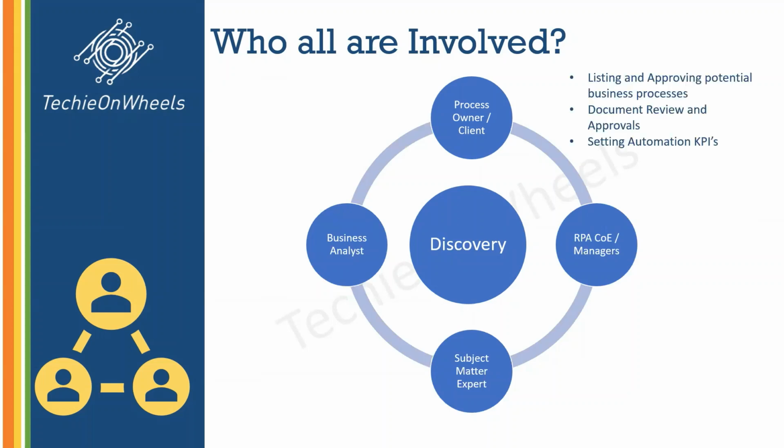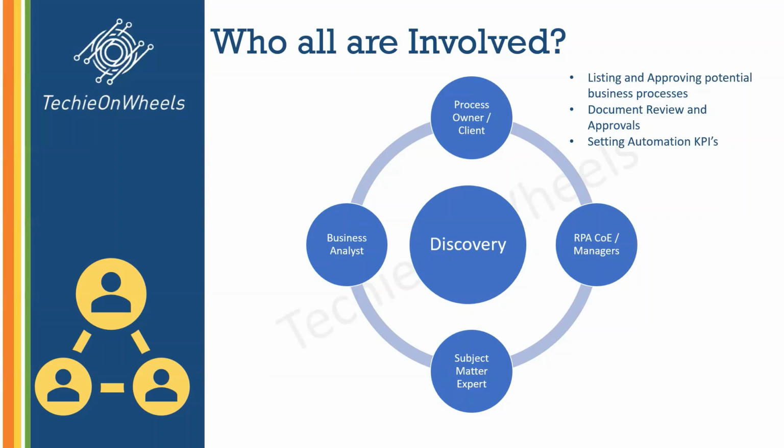When talking about their involvement, getting started with the process owners, like I stated, these are the actual owners of the process. So they are the ones who list the process and approve the potential business use cases. They review the documents prepared alongside for the discovery process and provide approval on the same, and then set up the expectations from the automation, so the KPIs around it.